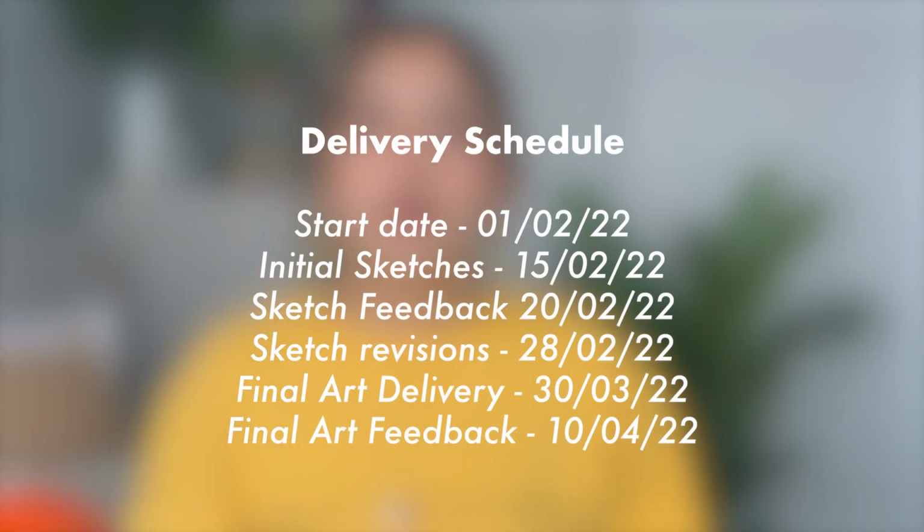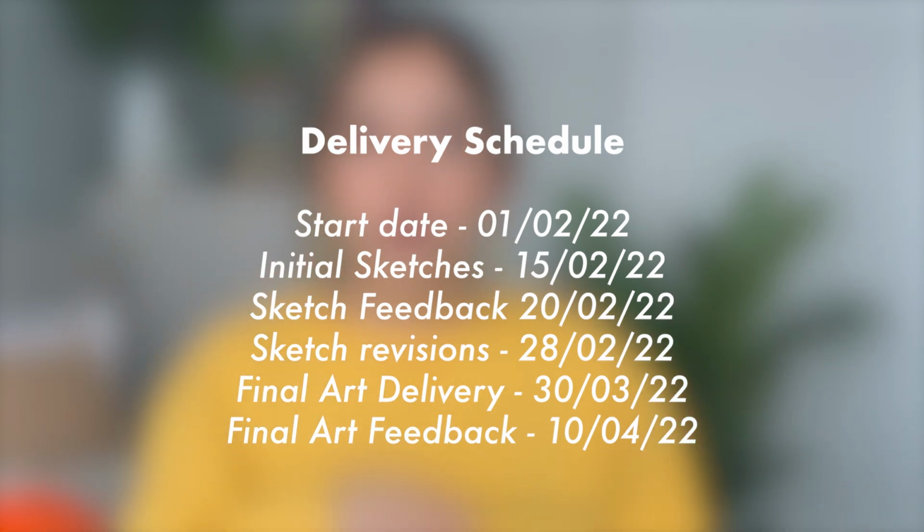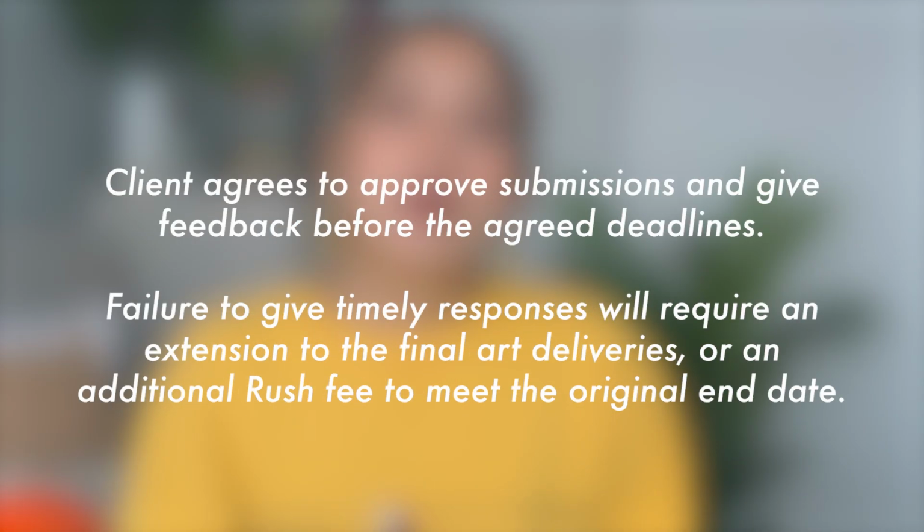So as an example, this is what my schedule could look like. Here you can see I have my start date, and then I start off having individual delivery dates for each of my stages, including these sketches, as well as showing feedback dates for the client as well. Client agrees to approve submissions and give feedback before the agreed deadlines. Failure to give timely responses will require an extension to the final art deliveries or an additional rush fee to meet the original end date.